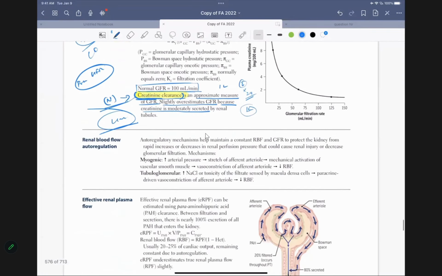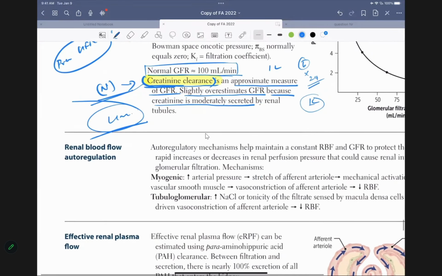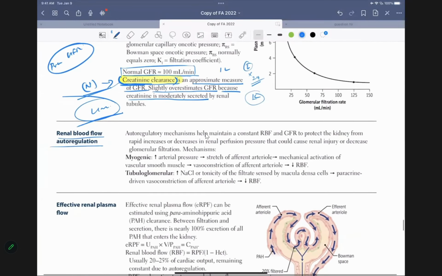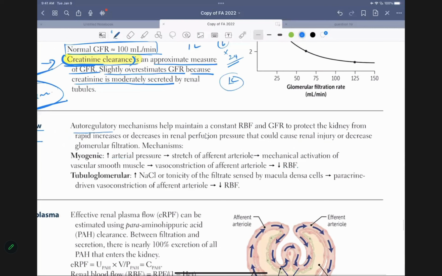Yeah. Next terminology: renal blood flow autoregulation, right? Because the kidney is an important organ, autoregulation is programmed, folks, okay? The autoregulatory mechanisms help maintain a constant renal blood flow and GFR to protect the kidney from rapid increase or decrease in perfusion. I repeat again, the kidney is one of the most important organs, so the blood flow has to be steady at all times. So your body has automatic mechanisms that do that, folks, okay? Otherwise it can cause renal injury or decreased glomerular filtration and so on.